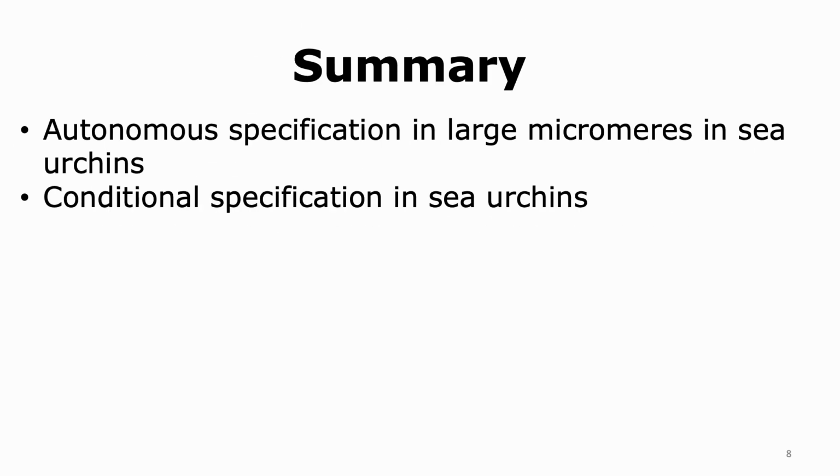With this, we come to the end of our talk where we learned about autonomous specification in the large micromeres of sea urchins, as well as how these micromeres are able to specify the fates of their neighboring cells through the process of conditional specification.